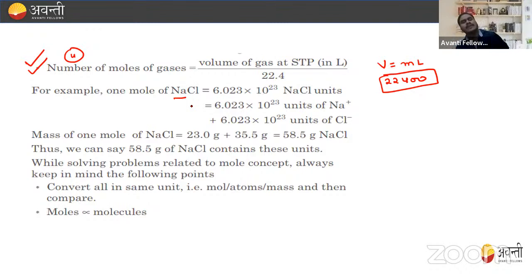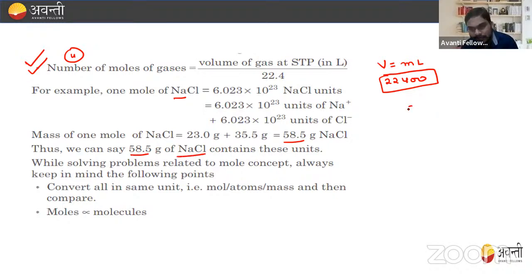So we know that 1 mole of NaCl is equal to 6.023 × 10^23 units of NaCl. On a similar basis, it means it will contain 6.023 × 10^23 units of Na+, as well as 6.023 × 10^23 units of Cl- as well. Now, the mass of 1 mole of NaCl is nothing but 58.5 gram. So we can say that 58.5 gram of NaCl contains this many units, right?